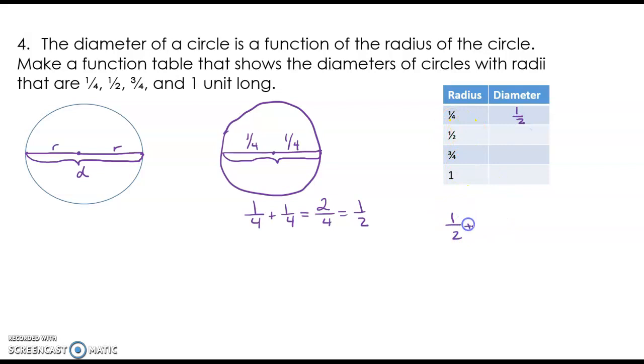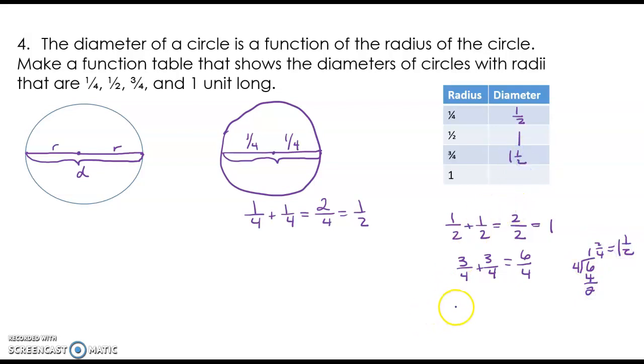So 1/2 plus 1/2 is going to be 1 plus 1 is 2, which is 1. We have 3/4 plus 3/4. 3 plus 3 is 6. And then when I reduce this, I get 1 and 2/4, which is 1 and 1/2. And then if the radius is 1, I get 1 plus 1, and the diameter is 2.